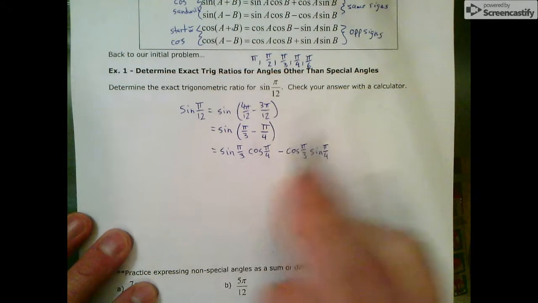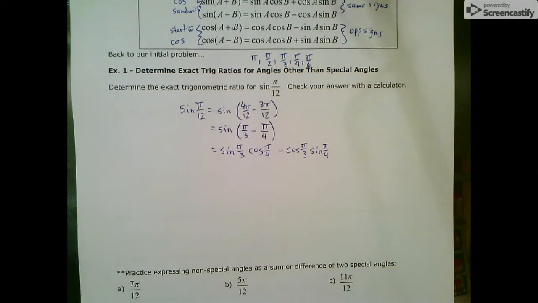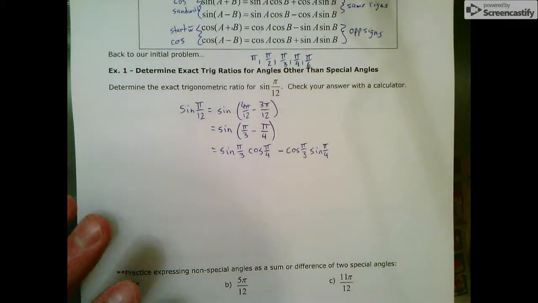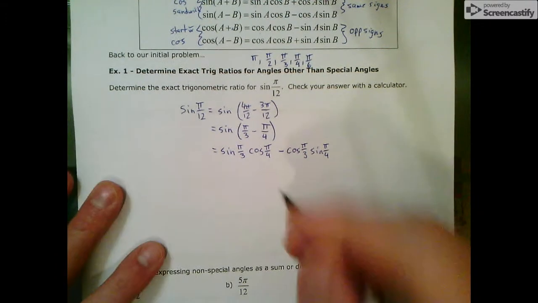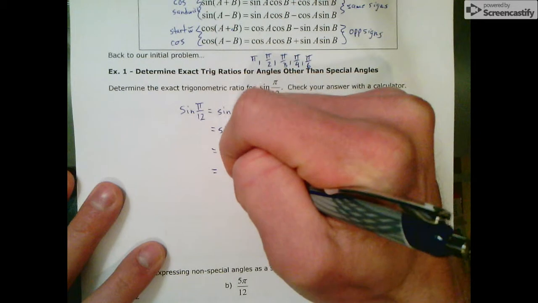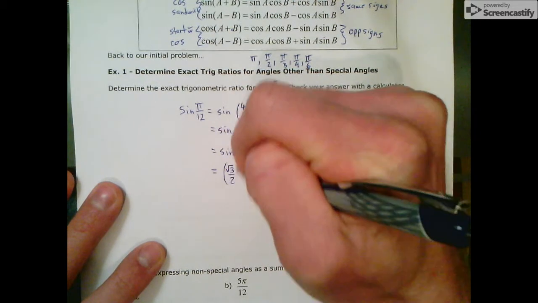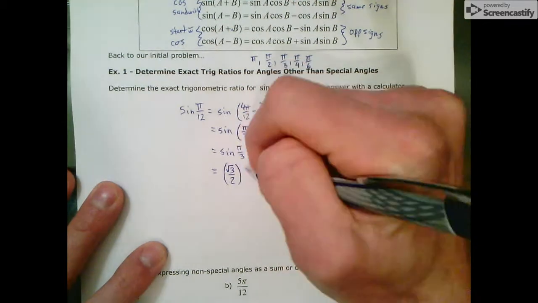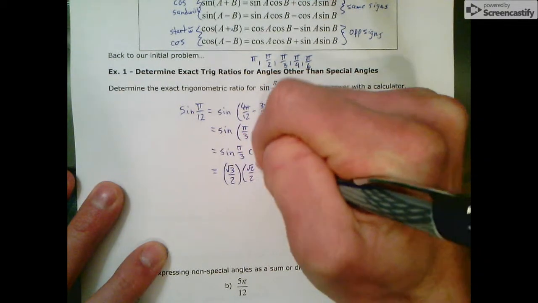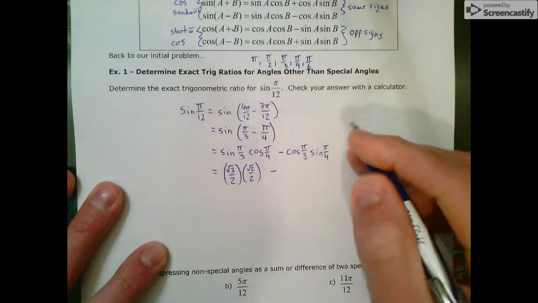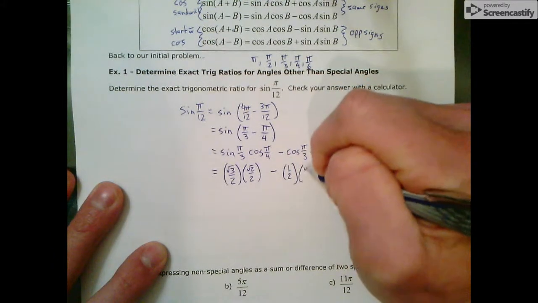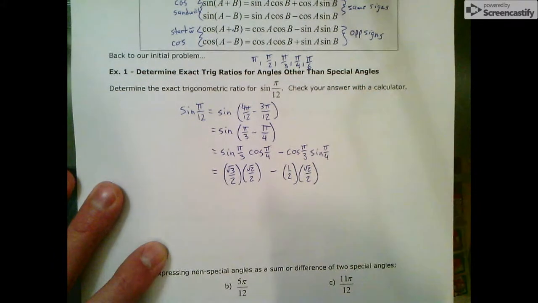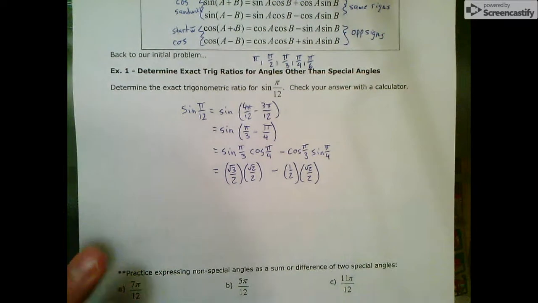Okay, so now we just have to evaluate each of these individually and then work it out. So the sine of pi over 3, you can use your special triangles, you can use the unit circle, you can use the fact that you have a beautiful brain and have memorized everything. The sine of pi over 3 is root 3 over 2. The cos of pi over 4 is root 2 over 2, minus the cos of pi over 3, which is a half. And the sine of pi over 4 is root 2 over 2.